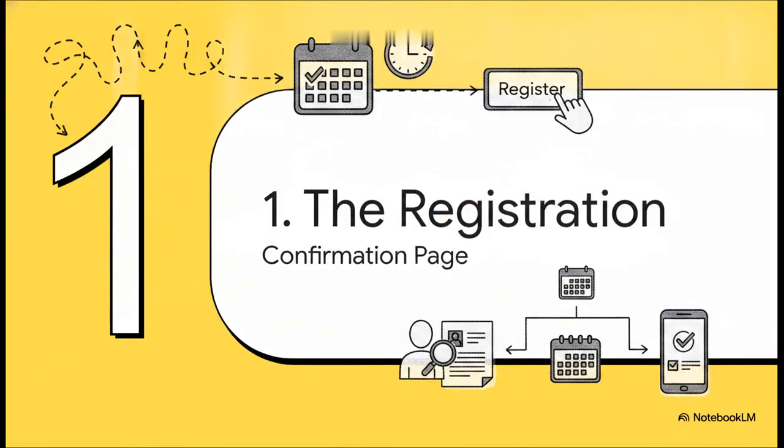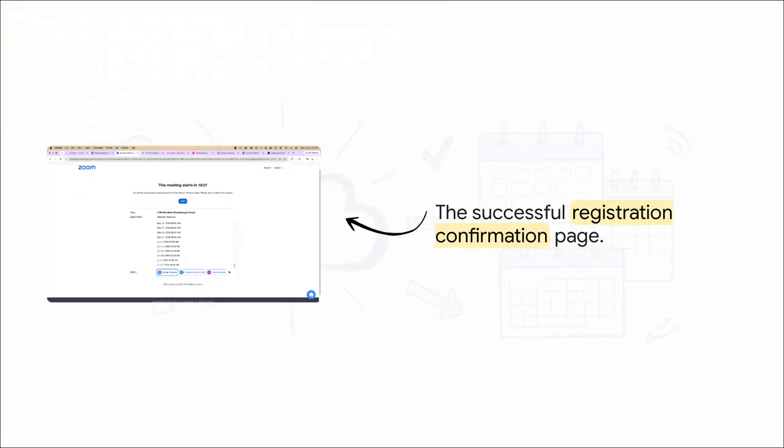Number 1, the registration confirmation. Right after you hit that final submit button to sign up for a meeting, a successful registration confirmation page pops up. This page is basically your digital receipt. It tells you the topic, it gives you the date and time, and it confirms you're officially on the list.